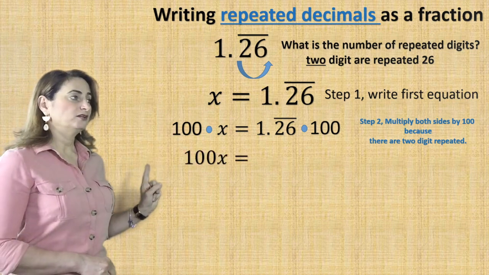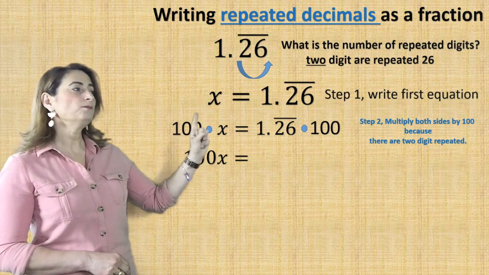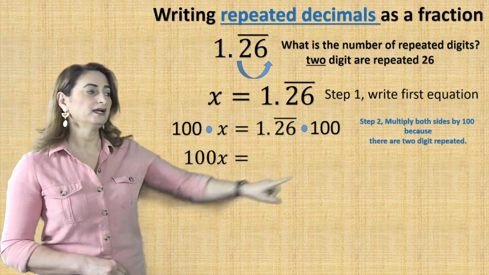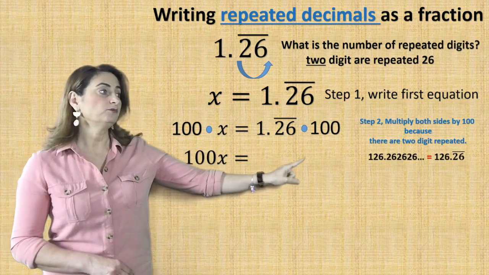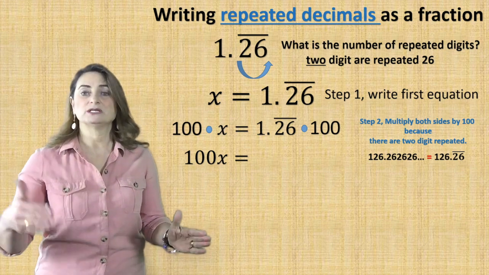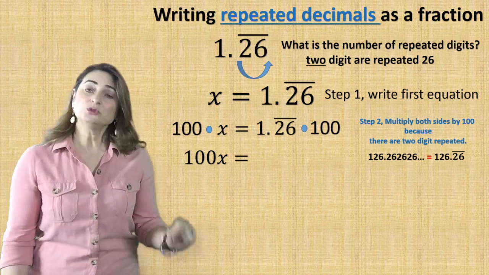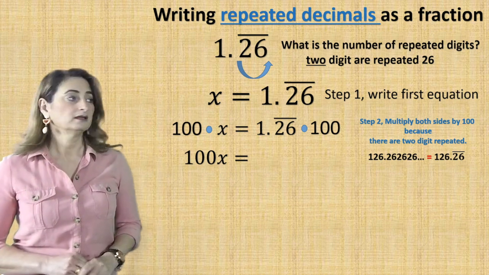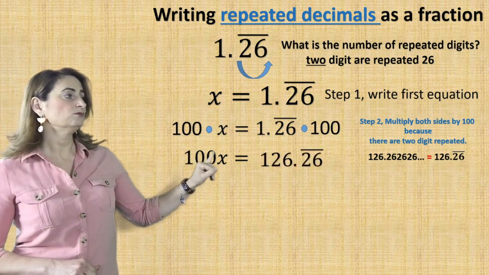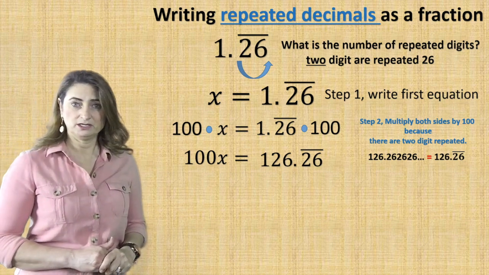100 times x is 100x, and 1.26 repeated times 100. That means you're moving the decimal to the right twice. So you end up with 126.26262626, and you can write that as 126.26 repeated. So bring that down, 126.26 repeated.